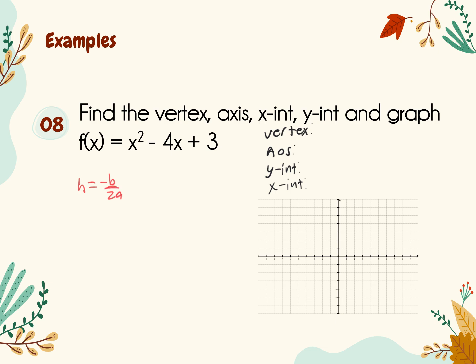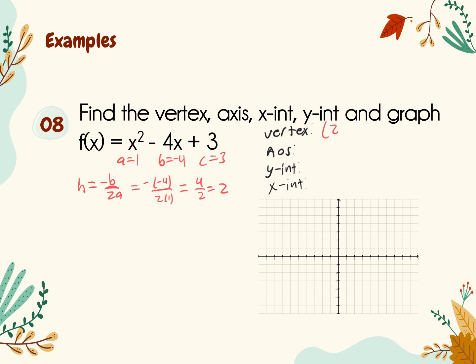Really small formula to memorize. So a is going to be in front of the x squared, b is in front of the x, and c is your constant. So this is going to be -(-4) over 2 times 1. So we get 4 over 2, and this is 2. So the x-coordinate of our vertex is 2.